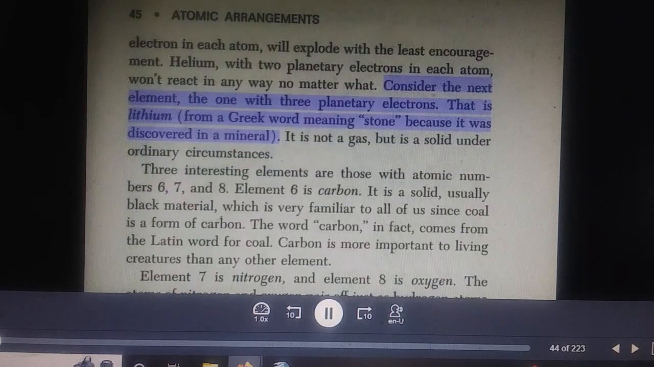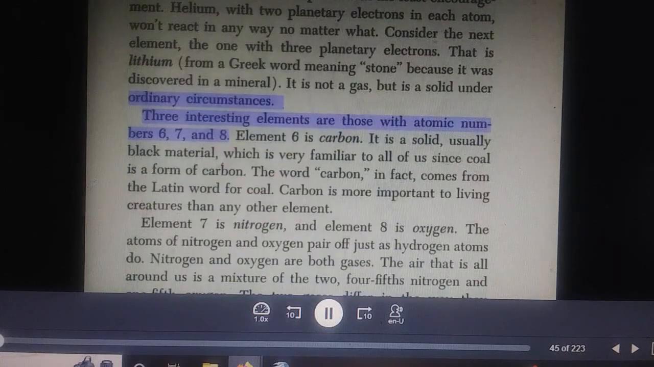Consider the next element, the one with 3 planetary electrons. That is lithium, from a Greek word meaning stone because it was discovered in a mineral. It is not a gas, but is a solid under ordinary circumstances.